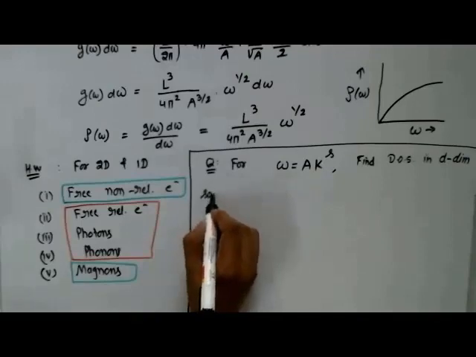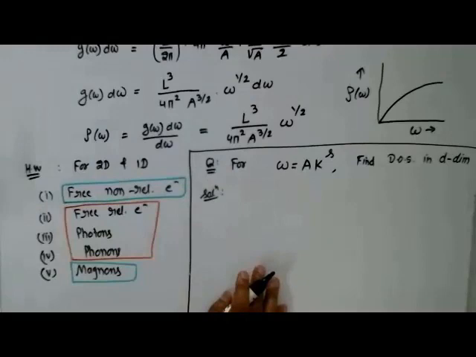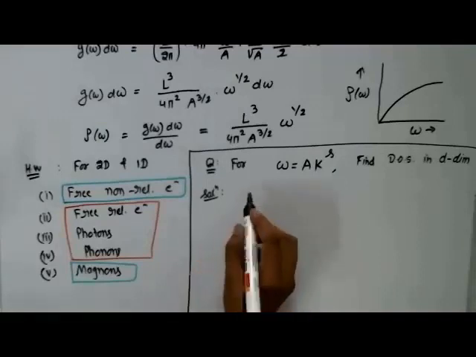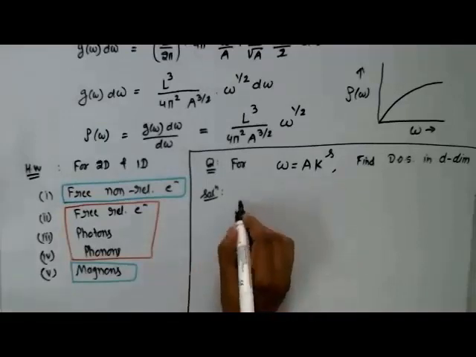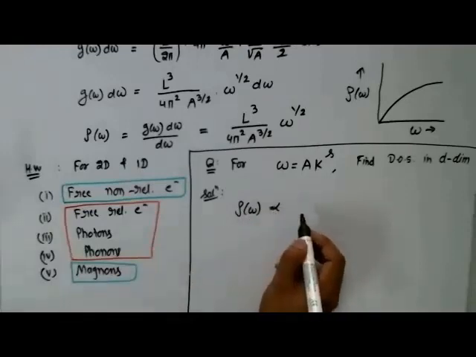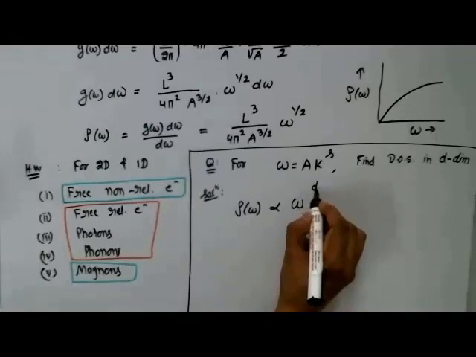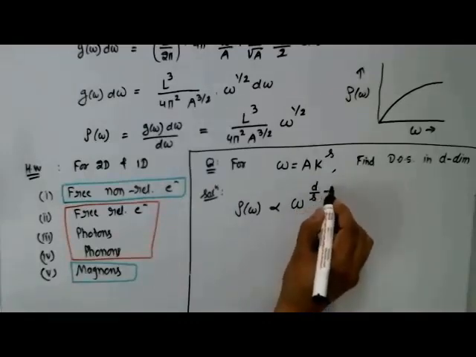You do not have to solve this now. I think you can use all these concepts. And from those concepts, you can easily find out that this rho omega is going to be proportional to omega power d by s minus 1.